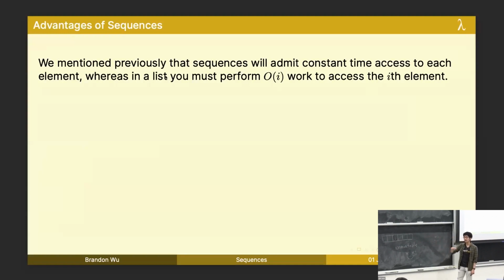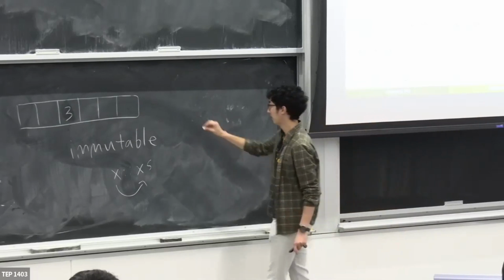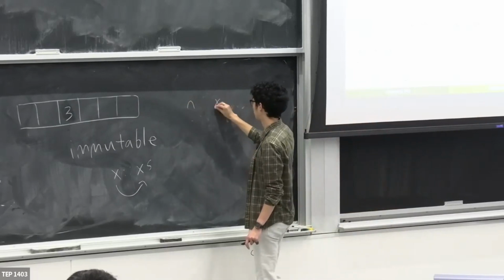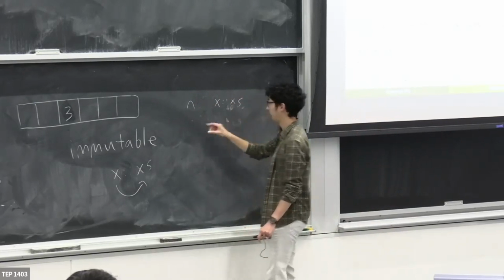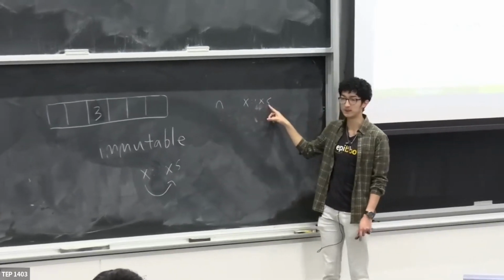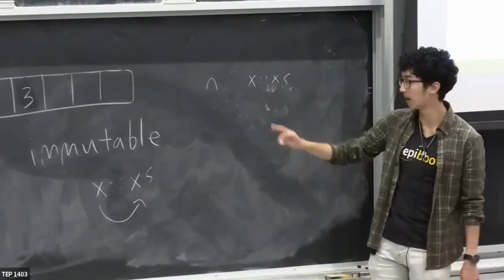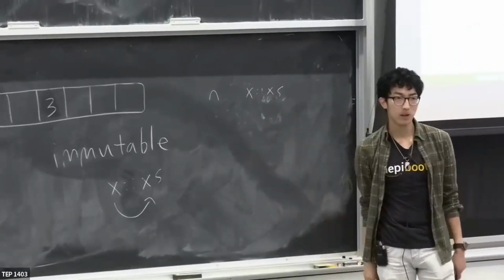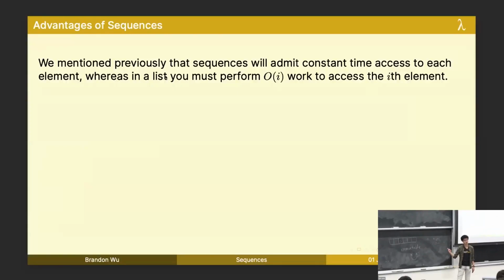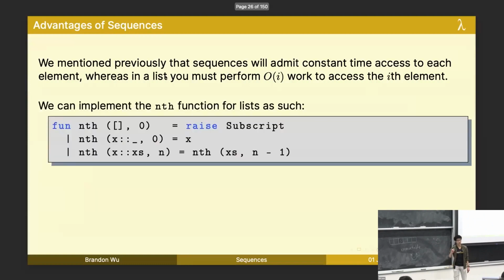Because remember, I think someone actually asked us about this on Piazza or something. But if you want to do list.nth, it's implemented exactly how you think it is. You have the n, and you have an x cons x's, and then you decrement n by 1, and then you go to x's, and you recurse. And then when you're 0, I'm not going to write the function out, but you get the idea, right? No magic. Sequences are a little magic, because they're like arrays, you can do this constant time indexing, but only a little bit.